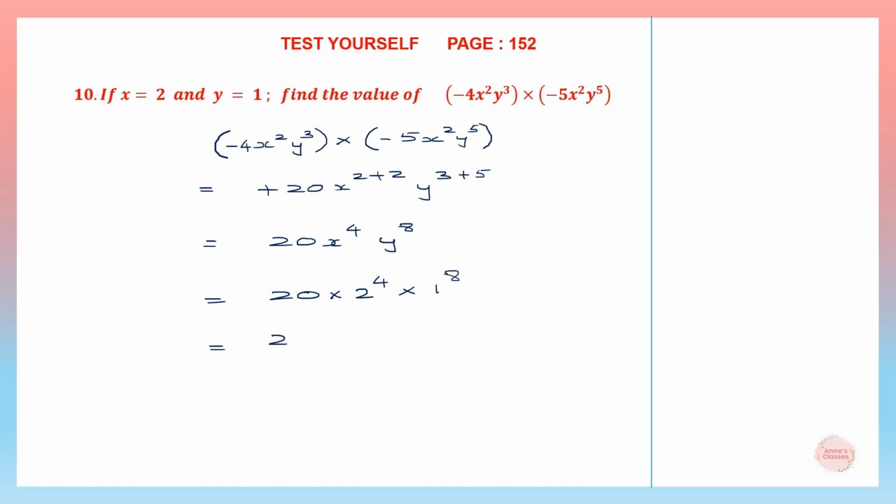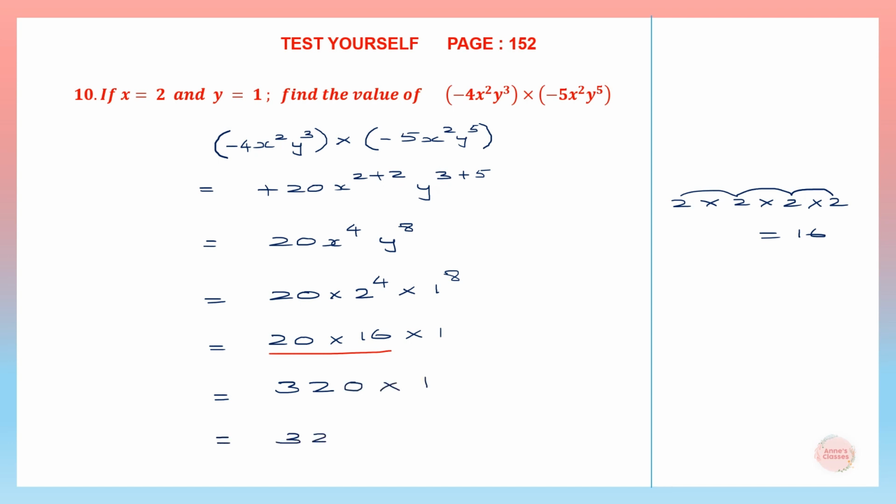So continue. 20 into, now 2 to the power of 4 means 2 into 2 into 2 into 2. 2 2s are 4, 4 2s are 8, 8 2s are 16. So this is 16 into 1 raised to the power of 8. Now 1 you multiply it any number of times, you will still get only 1. So here let's multiply 20 into 16. 16 into 2 is 32. So 16 into 20 is 320 into 1. So 320 into 1 is 320. So this is our answer, 320.